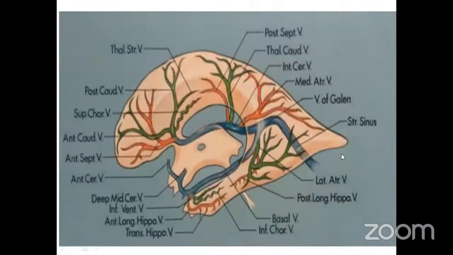This is another view, the lateral view, showing the ventricular veins, medial and lateral groups: the anterior septal vein, the anterior caudate vein, the posterior caudate vein, the posterior septal vein, the thalamocaudate vein, the medial atrial vein, and the lateral atrial vein that is present in the atrium, and it drains the lateral side.